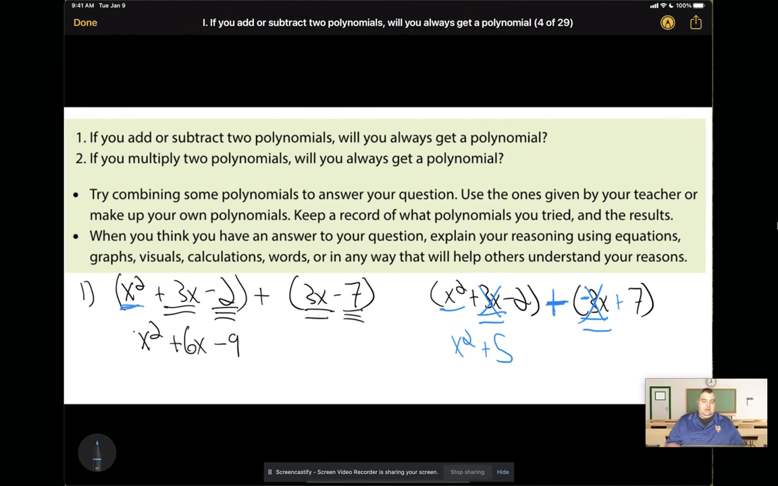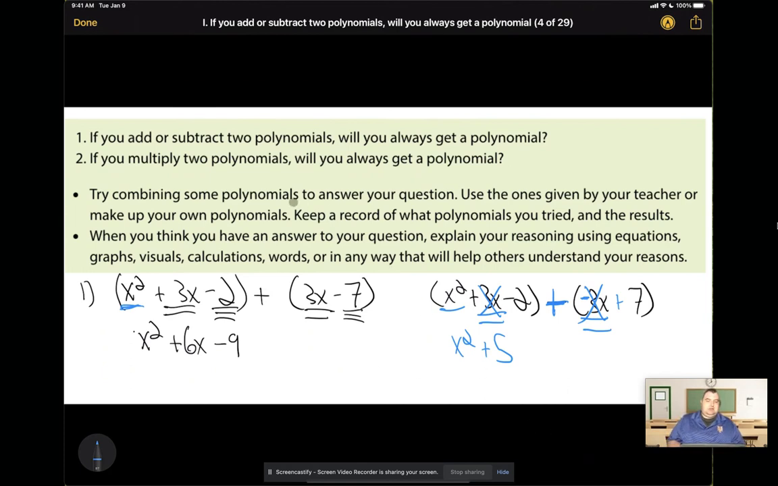Okay? Now the question is, when I took these two polynomials and I added them and then I subtracted them, did I end up with answers that were also polynomials? So do my answers only have one variable terms or constant terms? Yes. Do the exponents on the variables in my two answers, are they non-negative whole numbers? Yes, they are. So these are both polynomials.